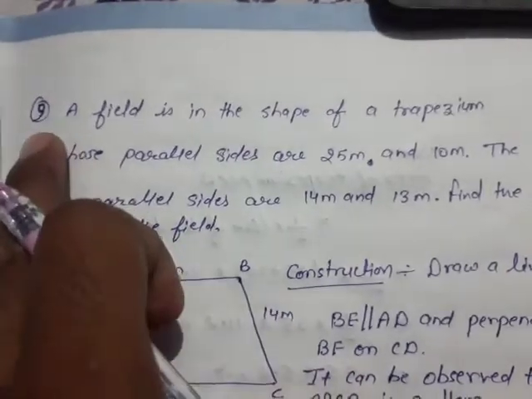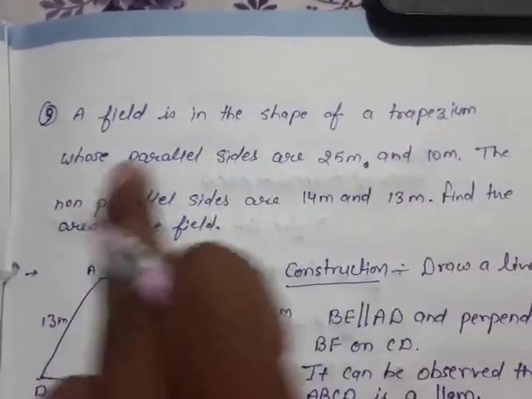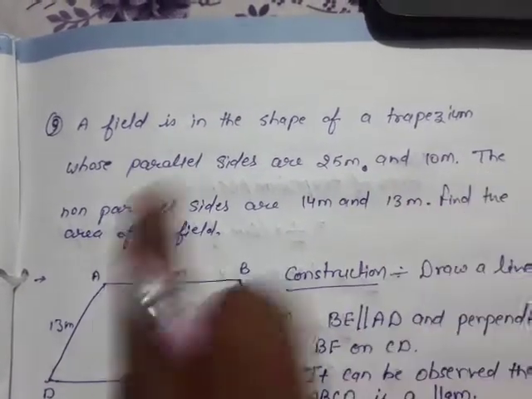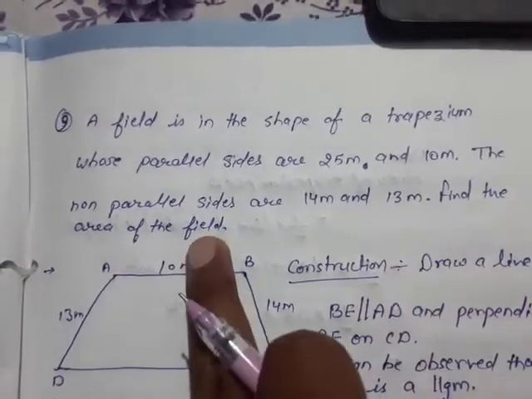And the last question, question number 9. A field is in the shape of a trapezium whose parallel sides are 25 meter and 10 meter. The non-parallel sides are 14 meter and 13 meter. Find the area of the field.